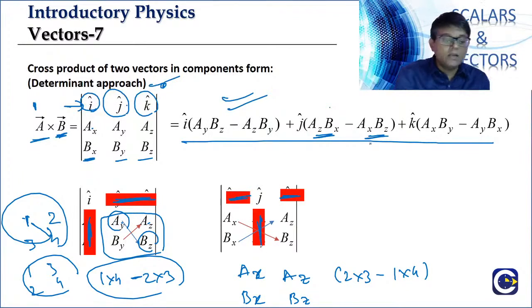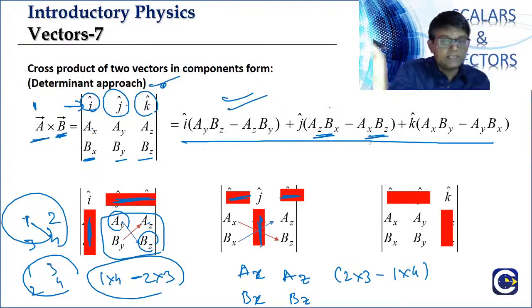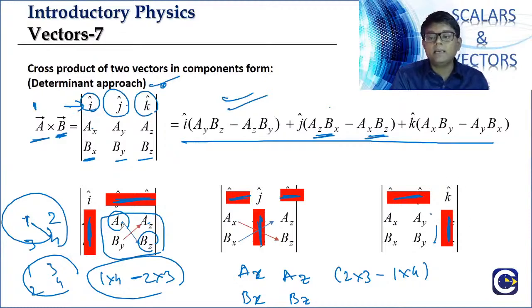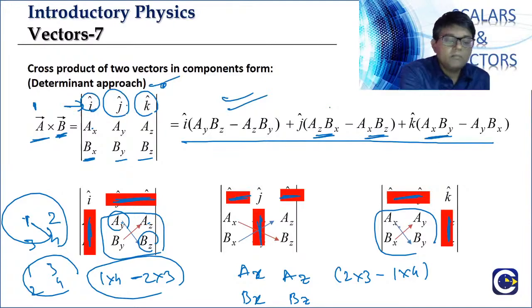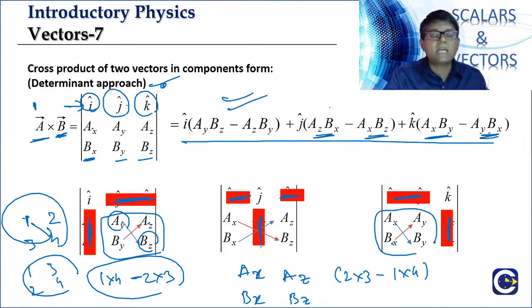Okay. Now I'll show you K cap. I said this is similar to I cap. Look at this. The column and row, remove them. Remaining are these. Here again, I said 1 into 4 minus 2 into 3. Right? What is 1 into 4? AX into BY. Minus 2 into 3, which is AY into BX.